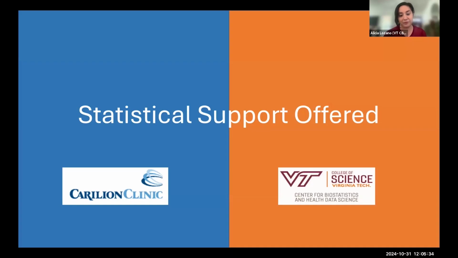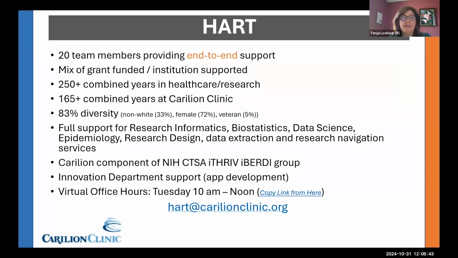So for the statistical support that's offered, we're going to go through and discuss what that looks like within each of our different programs. For my team, for HEART, we have about 20 members on our team. We provide end-to-end support of the research process. We have grant-funded and institution-supported research, so we do a lot of work with QA/QI projects and clinical research, as well as grant-funded projects. A lot of us have been here for several years. I've been here with Carilion for 8 years now.